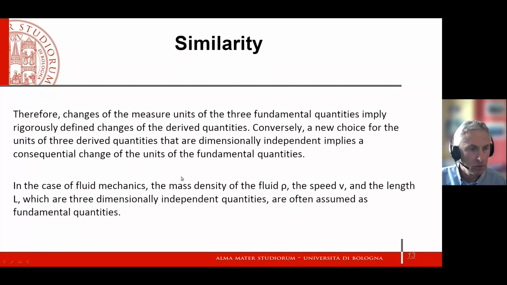Okay, now let's move forward. So if we change the units of the fundamental quantities, we can rigorously estimate how the derived quantities change. And conversely, the opposite is also true. A new choice for the units of three derived quantities that are dimensionally independent implies a consequential change for the units of the fundamental quantities.